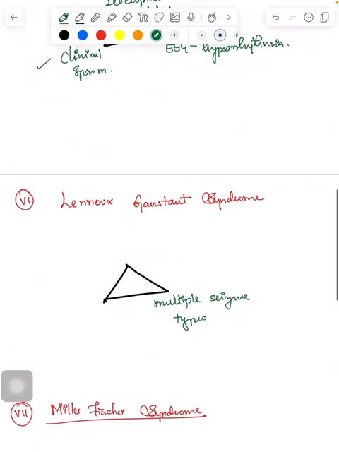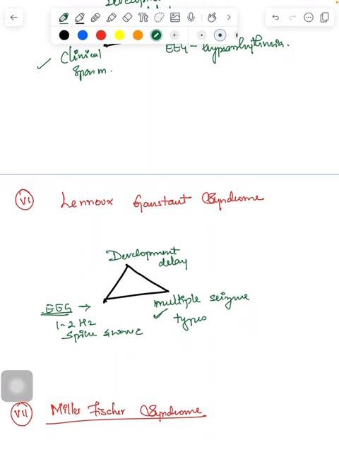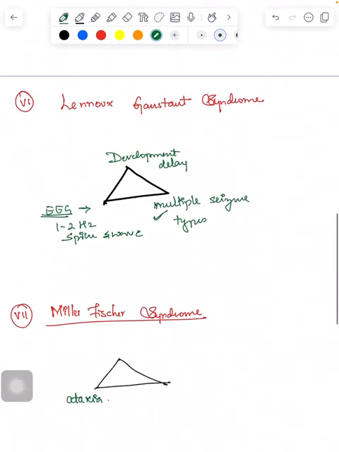Next, Lennox-Gastaut syndrome has a triad of multiple seizure types, developmental delay in the child, and a specific EEG finding of 1 to 2 Hz spike, polyspike and wave pattern. In this EEG, the child will have a spike or polyspike pattern when the child is sleeping and a slow pattern when the child is awake. That is the main specific EEG finding in Lennox-Gastaut syndrome.